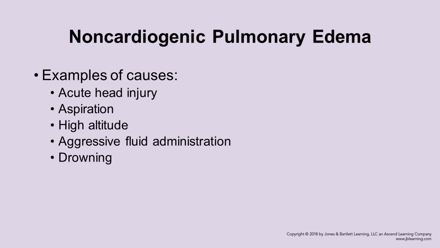All right, the next disease process we'll be discussing is known as pulmonary edema. So there are different flavors of pulmonary edema. The first type we'll be discussing is known as noncardiogenic. And so noncardiogenic pulmonary edema can result from a number of different things. This can happen from trauma in the setting of acute head injury. This is something known as neurogenic pulmonary edema.